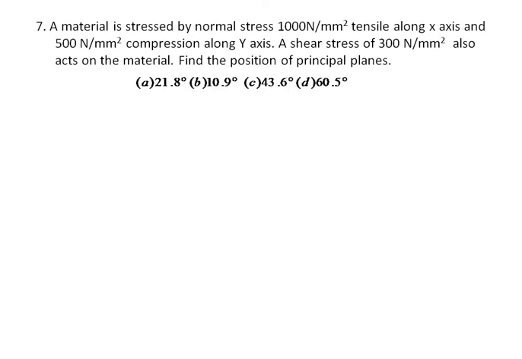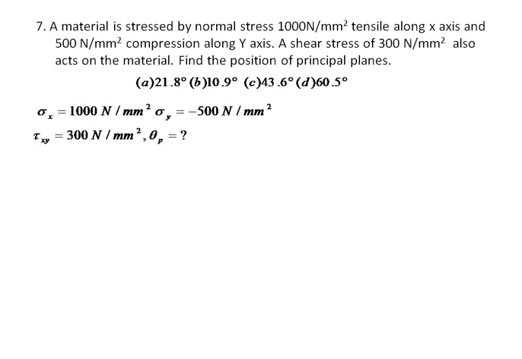So let's see what it is. These are the answer options. Now the given data are sigma x, again 1000 Newton per mm square. Sigma y, I have given it as 500 Newton per mm square compression, so it is minus 500 Newton per mm square. Then tau xy is given here as 300 Newton per mm square. And you are asked to find angle of principal stress theta p.